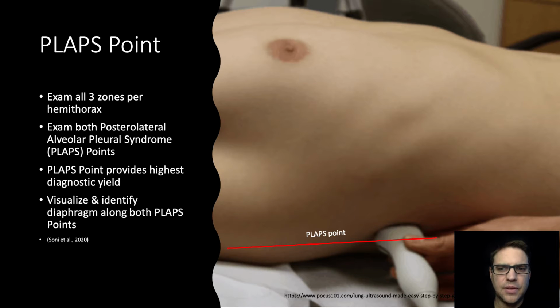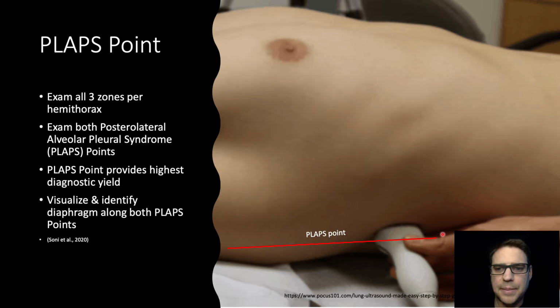When examining the lungs with ultrasound, it's recommended that each of the 3 viewing zones per hemithorax be examined: the anterior viewing zone, the lateral viewing zone, and the posterior viewing zone. In addition, the entire length of the most posterior lateral wall, the posterior lateral alveolar pleural syndrome or PLAPS point, should be imaged because it often provides the highest diagnostic yield for pathology, and that's going to be this region right here with the red line, the PLAPS point.